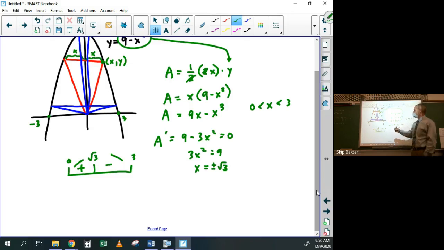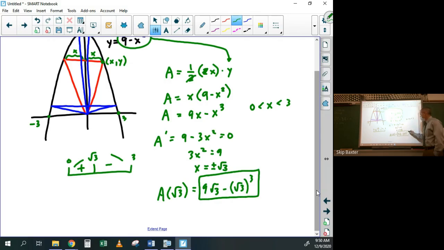The question says, what is the maximum area? So now you have to substitute radical 3 in. So A of radical 3 would be 9 radical 3 minus radical 3 cubed. And you can just leave it like that. You don't have to get a decimal or anything like that. If you do get a decimal, it's 10.392, but you don't have to. You can leave it just like that.